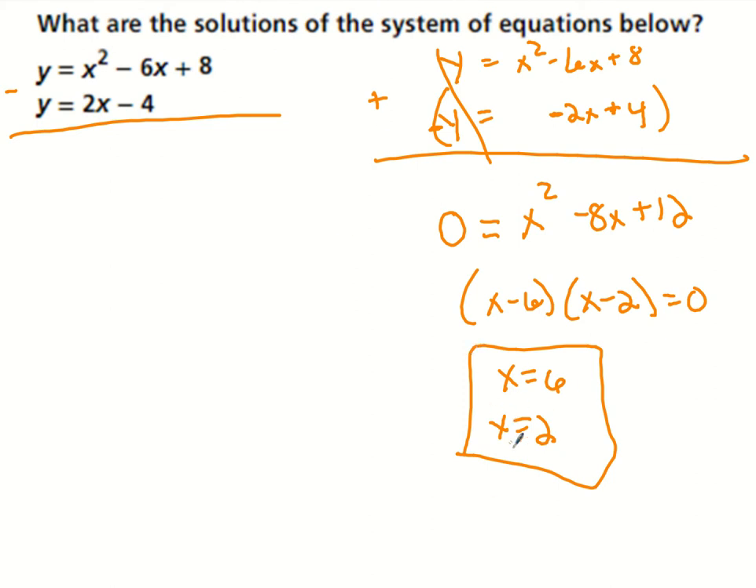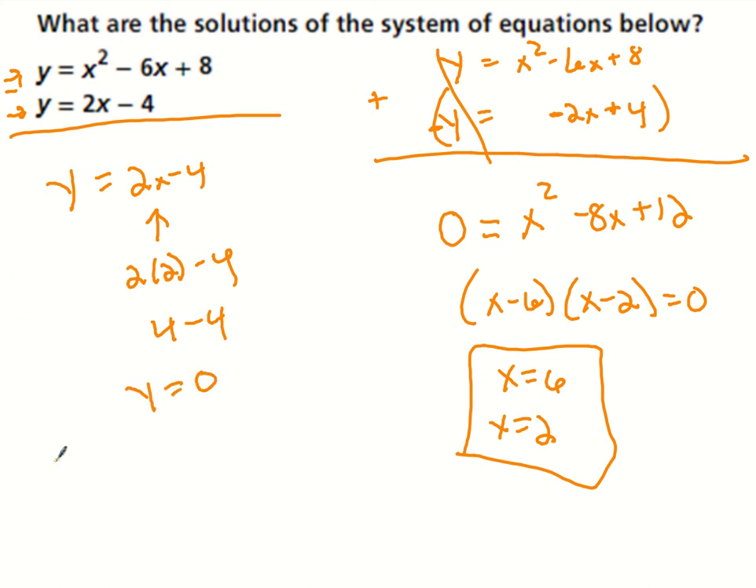So I found my two x values, 6 and 2. So what I need to do is I can plug them into either one of these equations to figure out what my corresponding y values are. So then I'm going to have my 2 points that are solutions. I'm going to use the linear equation because it's a lot easier to work with than the quadratic. So if I take y equals 2x minus 4 and I plug in x equals 2, then I get 4 minus 4, and I get 0. So that means for this particular equation, the final solution is 2, 0.